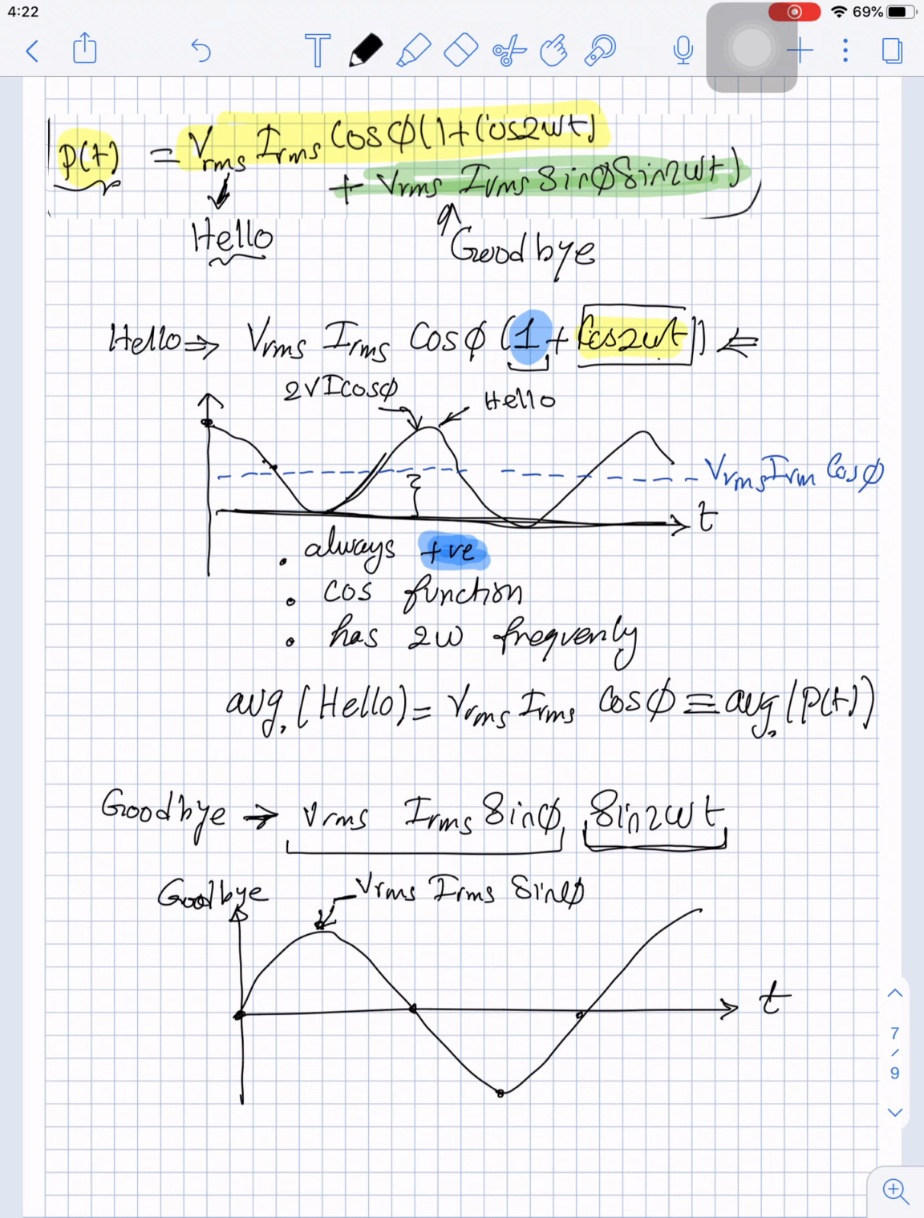As a function of time. So as you can see, the goodbye function has double the frequency of the source. But what is the average of this function? This function has a positive energy and a negative energy, and as you can see, it's around the datum, so the average is 0. Or if you go to the function here, the average of a sine wave is 0.